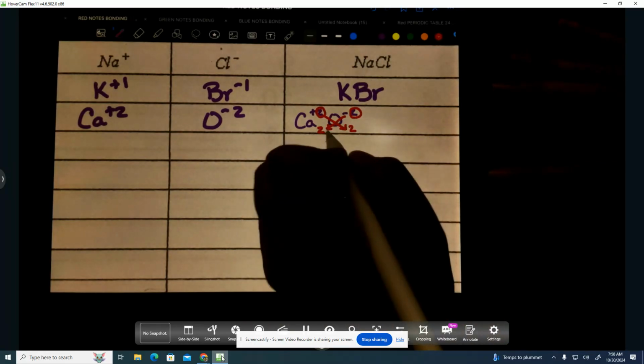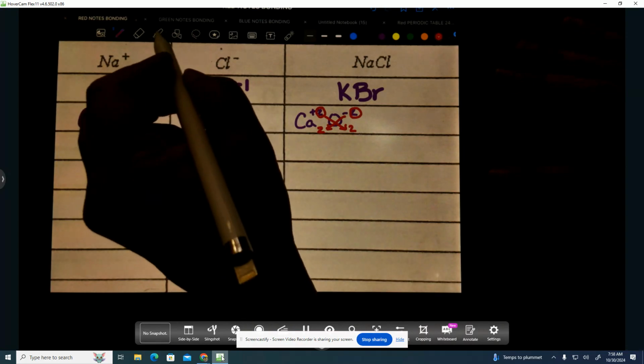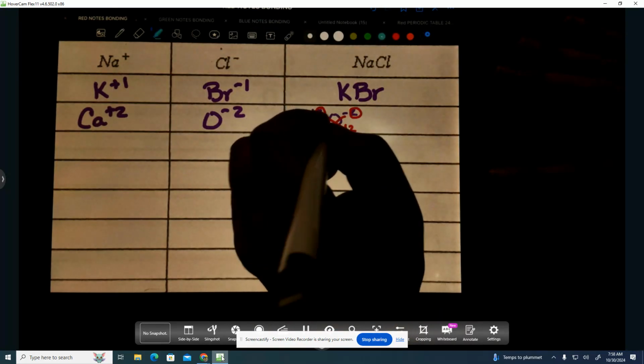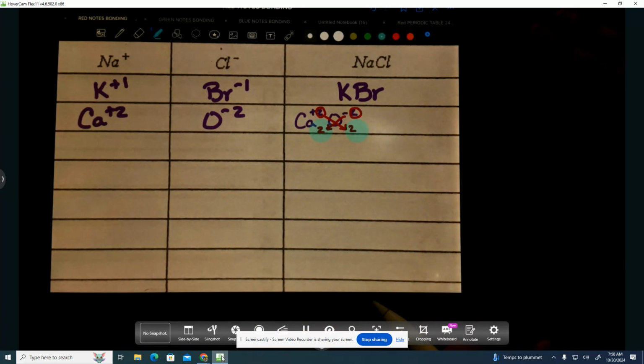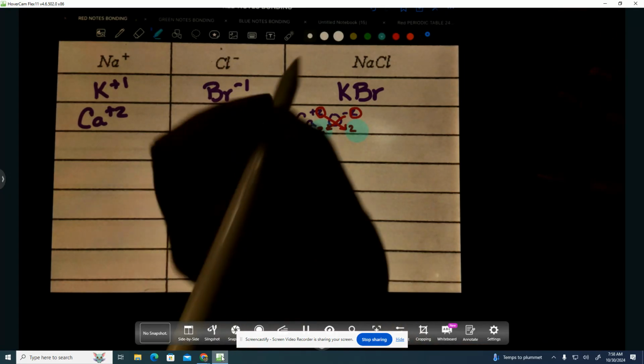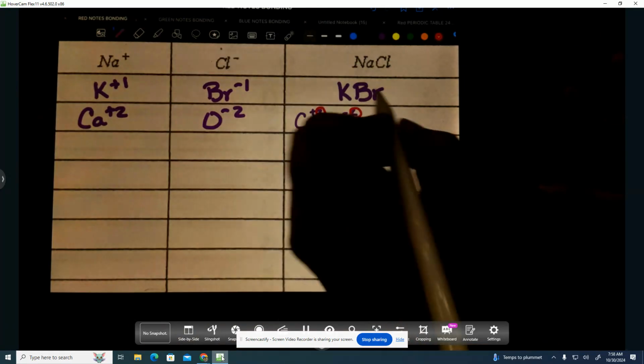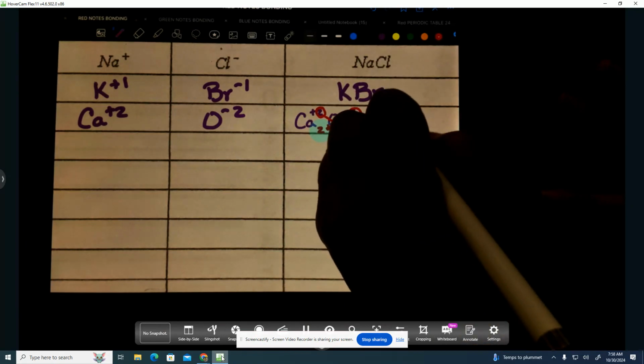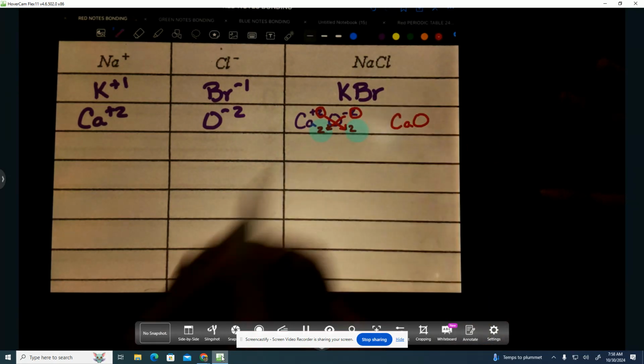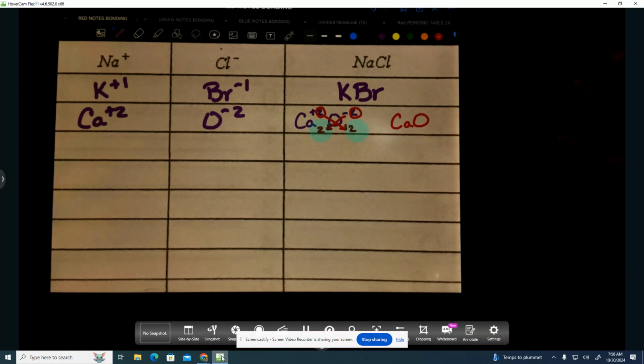Then, because these 2's are the same number, and they're a ratio, we're going to reduce them to the lowest whole numbers. So we're going to end up with CaO, a 1-to-1 ratio. 2 to 2 becomes 1 to 1.